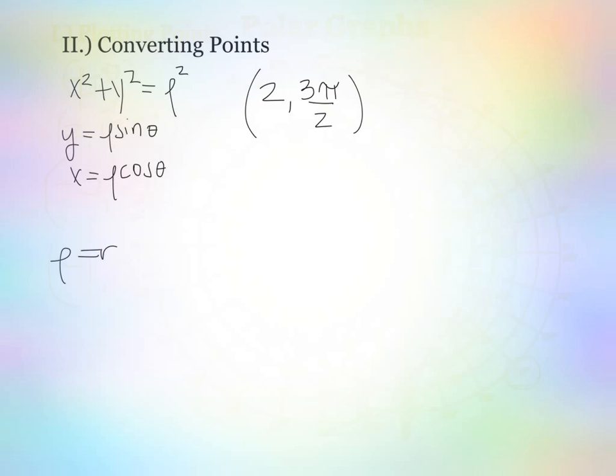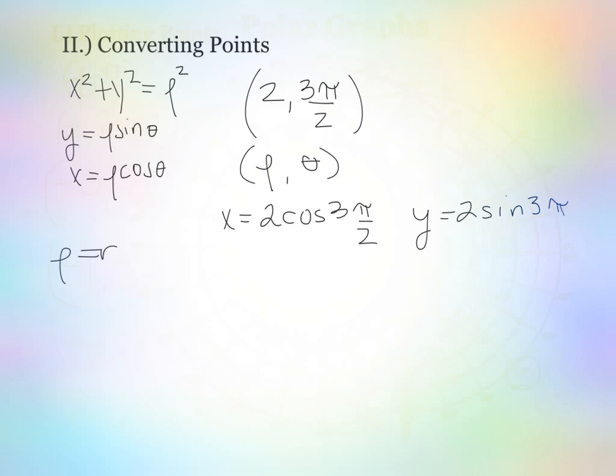Let's start off with the point 2, 3 pi over 2. You're going to plug those coordinates into these equations. We know that polar coordinates are in the form rho, theta, so it's just a matter of plugging things in. Here x would equal 2 times the cosine of 3 pi over 2, and y would equal 2 times the sine of 3 pi over 2.